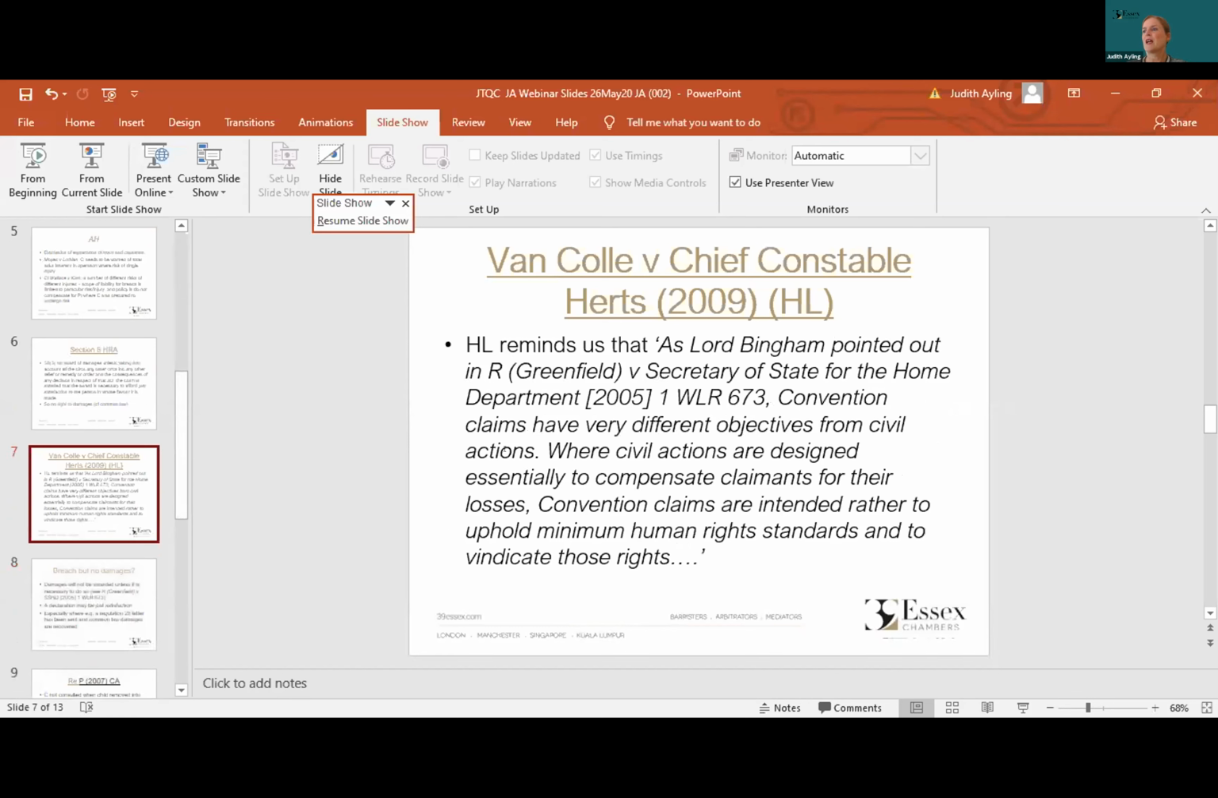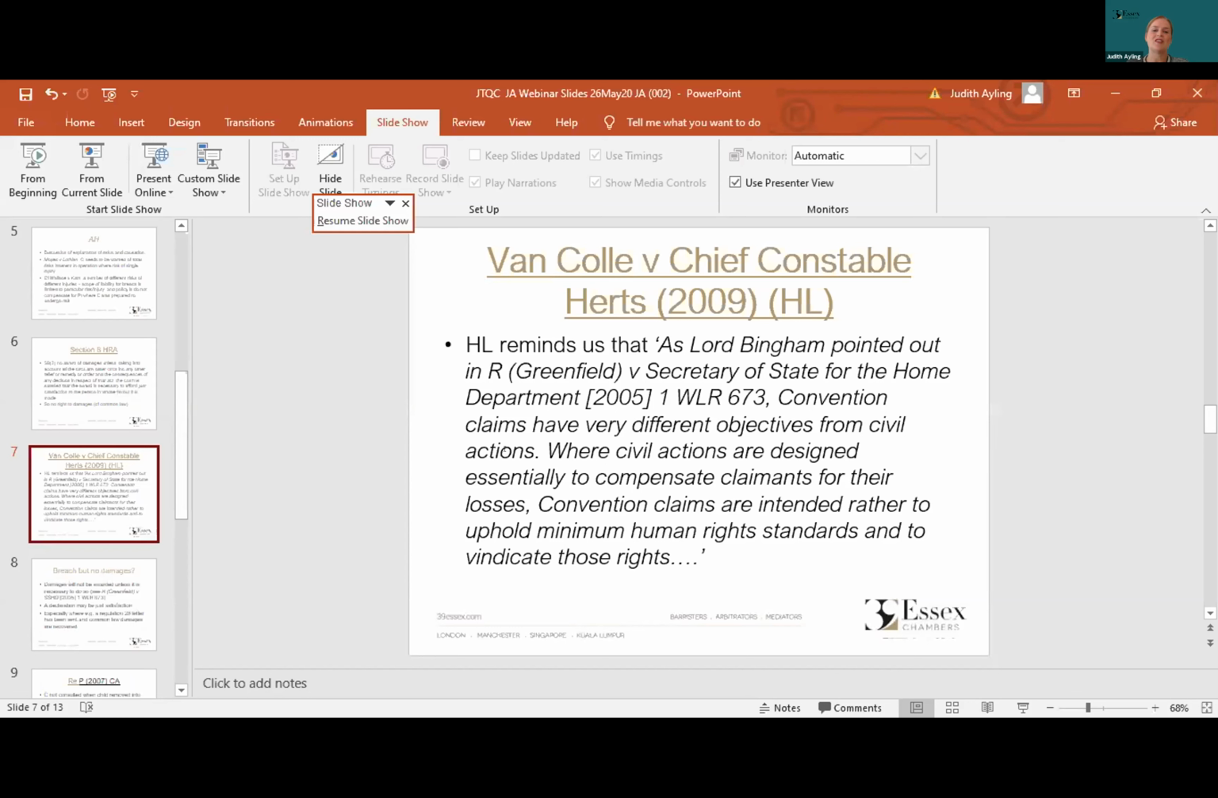So looking first at Van Colley, the reason I have given you this quotation is just to show that from an early stage after implementation of the Human Rights Act, so that was Greenfield in 2005, which is then approved again by the House of Lords in Van Colley and Chief Constable, convention claims have very different objectives to civil actions. Civil actions are all about compensation, and convention claims are intended rather to uphold minimum human rights standards and to vindicate those rights. So compensation is not the primary aim of a convention claim.